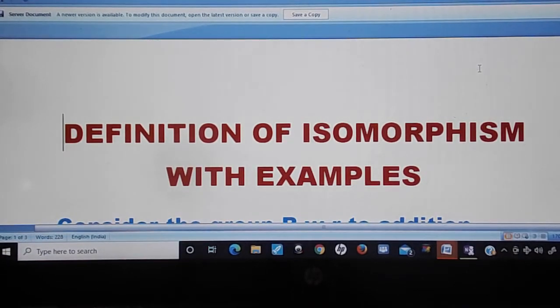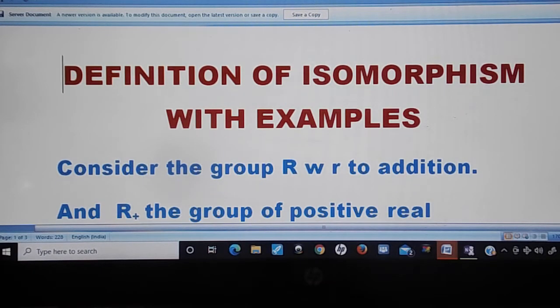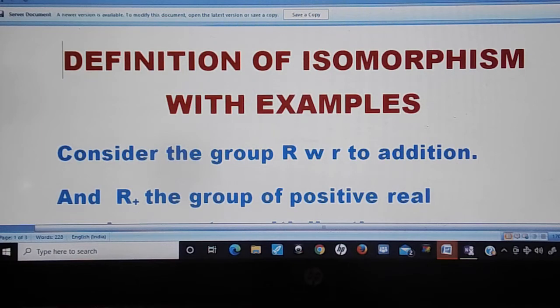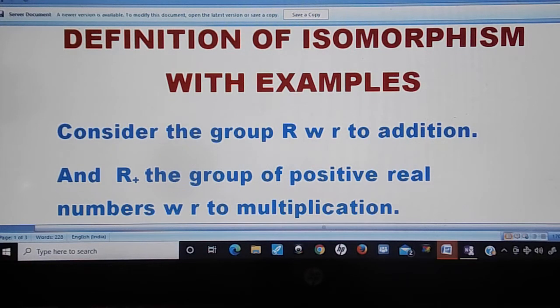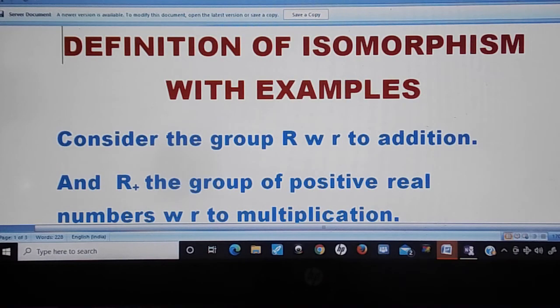Dear students, today's topic is the definition of isomorphism with examples. I am going to define what an isomorphism is. Students of BSc, MSc, BCA, MCA, and engineering all require abstract algebra. I am defining isomorphism with the help of an example so that the students will understand the concept clearly and easily. First of all, what is isomorphism?